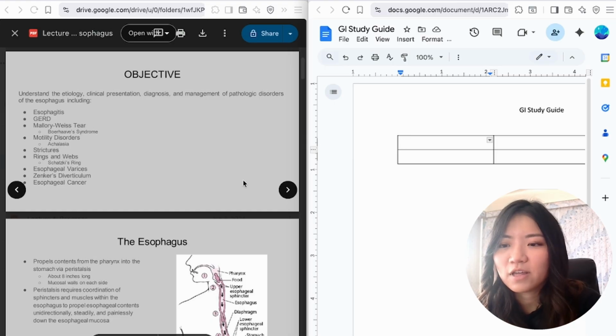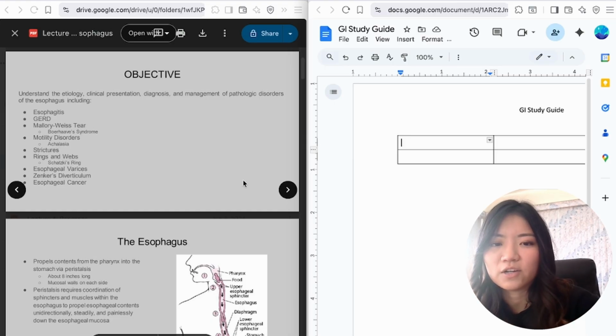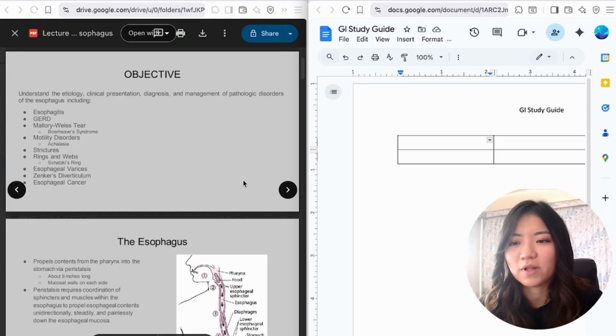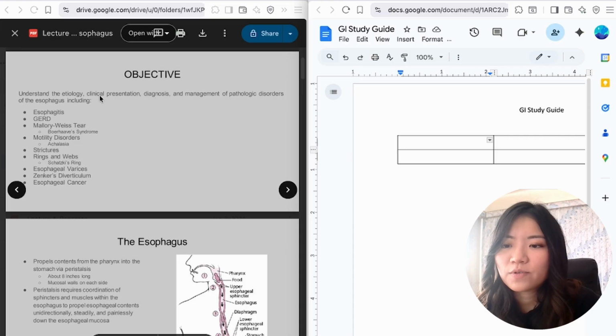Everything's a table, everything's a square, 1 condition per square is how I like to do it, just so each square you can just take a look at and be like, oh, this is a very complete picture of this condition. I'm just gonna go step by step.